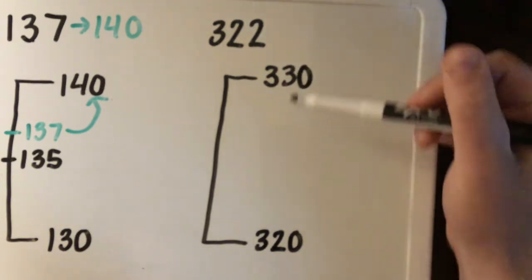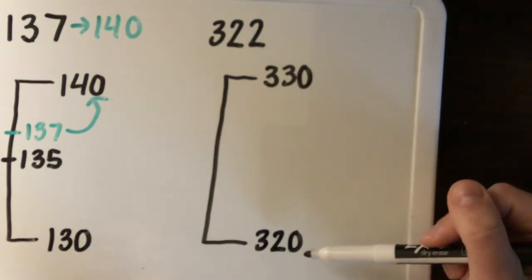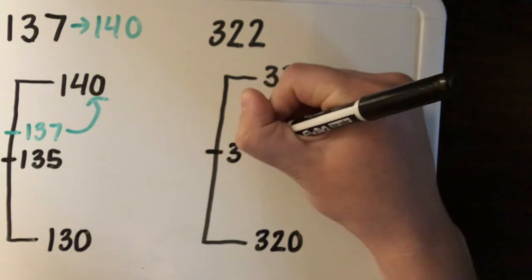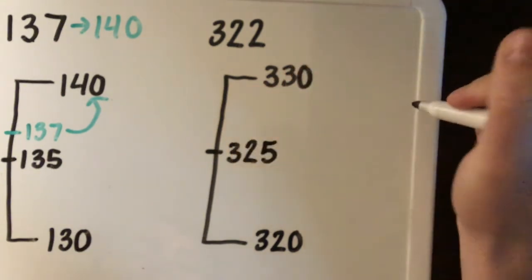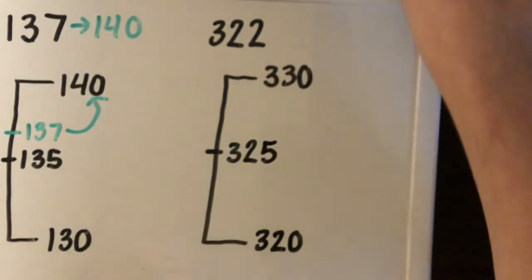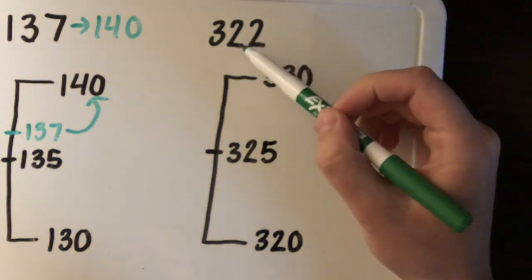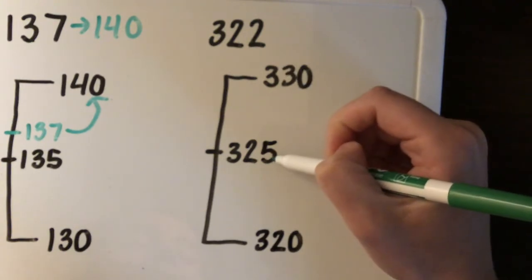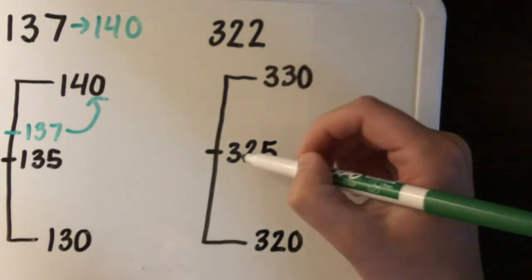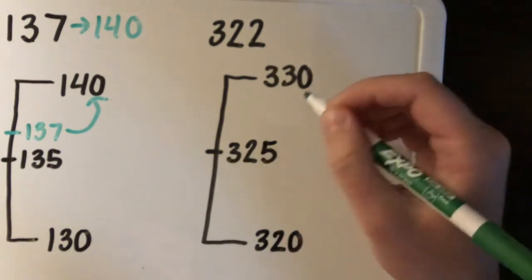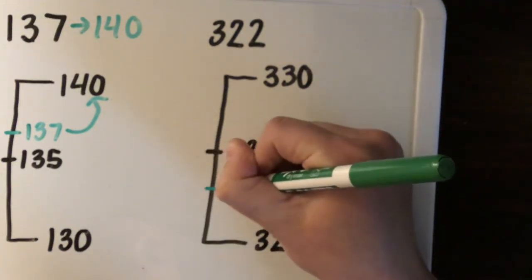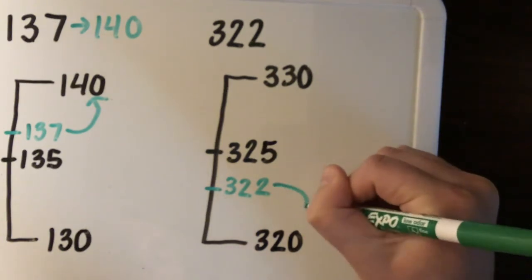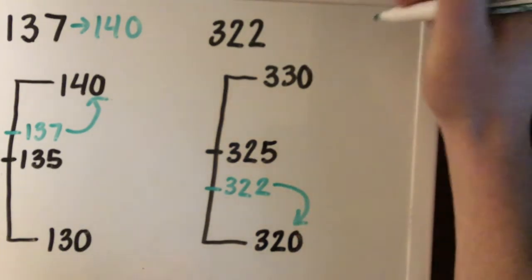Now, if I think about the midway point between 320 and 330, that would be 325. Now I have to think about where 322 would fit in. I know that 22 is before 25, and so 322 would come before 325. And then for the nearest 10, I would round down to 320.